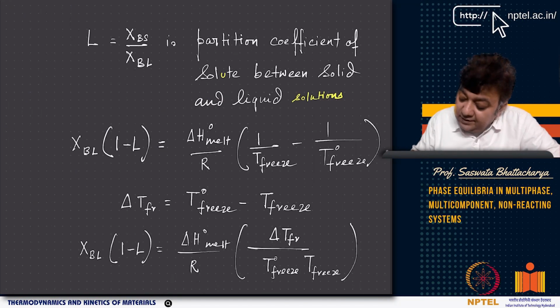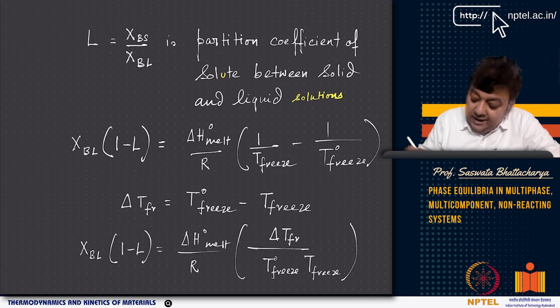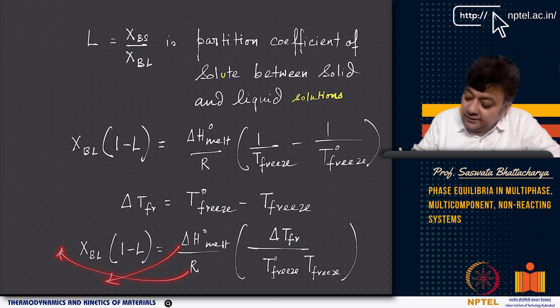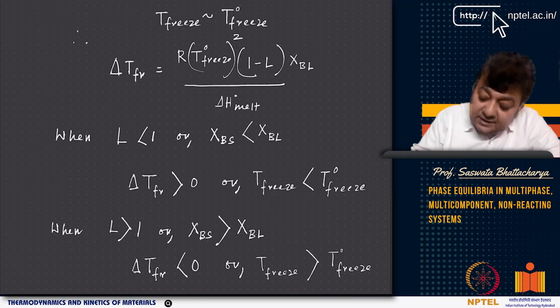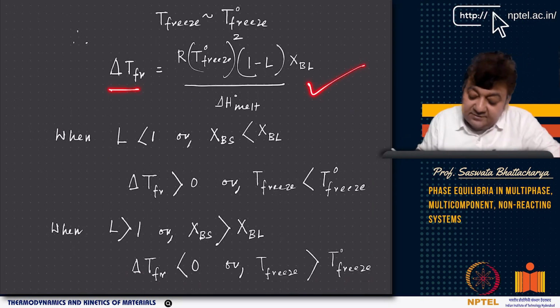Basically, you are looking at delta TFR as a function of all these parameters. Now this product we are calling T0 freeze whole square, and you are taking this term here, R goes up, and you have this term. So basically delta TFR is this, right?